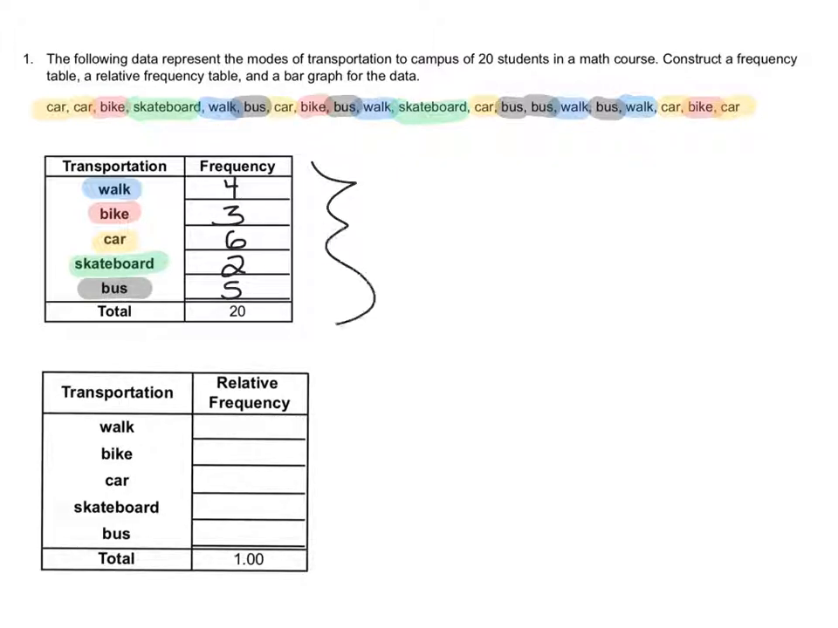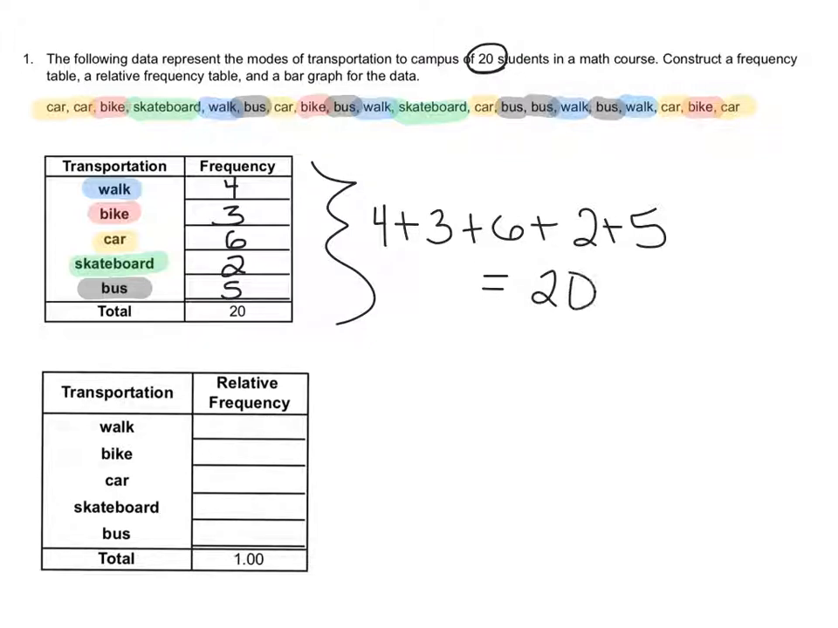And this chart is our frequency table. Now we always want to do a quick check by adding up the frequencies. So 4 plus 3 plus 6 plus 2 plus 5. And the sum of all the frequencies should be equal to the number of items in the data set. And in this case, we should have 20 items in the set. And when we add those numbers together, we do get 20, which is our total. So we know that we identified the correct amount of values in the set.